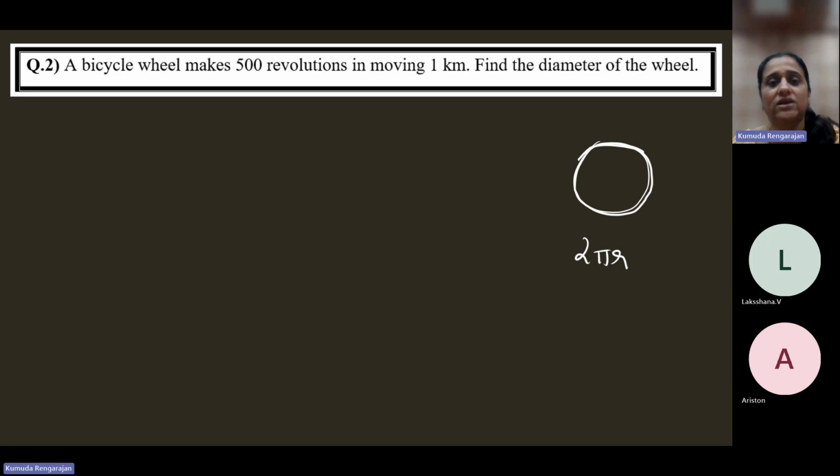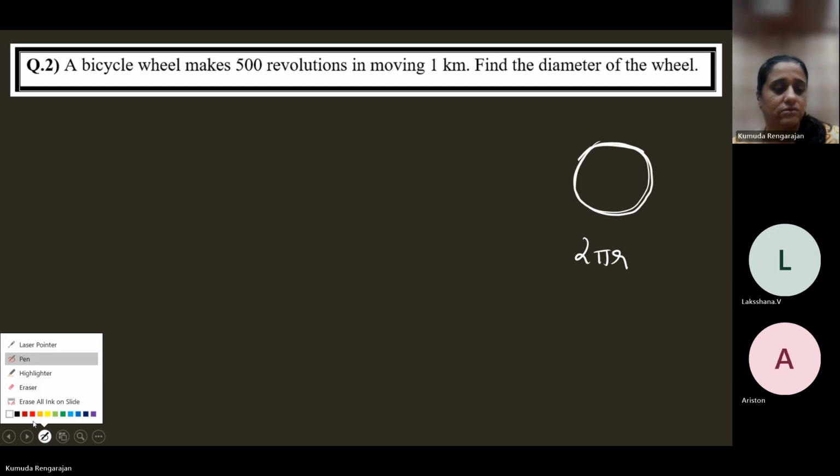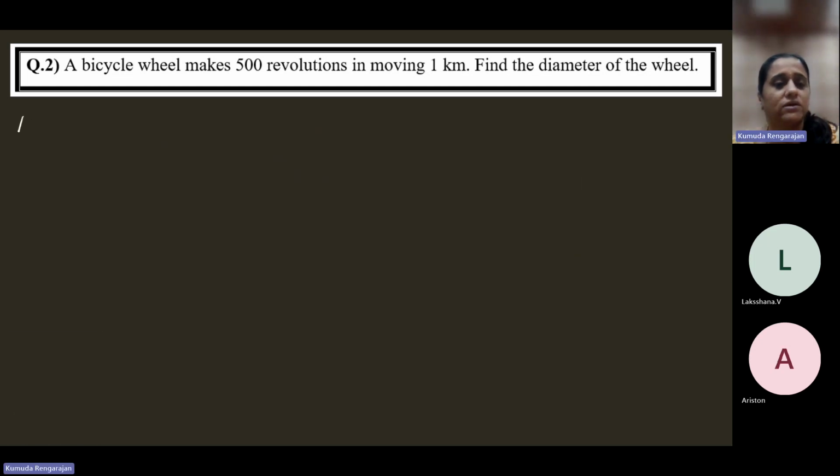Bicycle wheel, it's circular. So when it makes one complete revolution, the circumference would have gone over the ground once. And the length of the circumference is 2 pi r. So the distance covered in one revolution is equal to 2 pi r. So remember this formula.